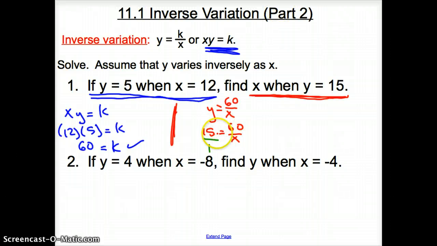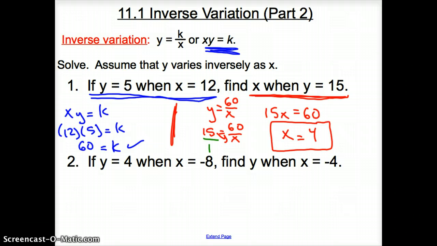Now we just cross multiply. 15 times x is 15x. 1 times 60, that equals 60. How do we solve for x? We just divide by 15. So x equals 4 for our answer. We need this, x equals 4. So again, with 2, if y equals 4 when x equals negative 8, this is going to be the first part of your problem. Then we're asked to find y whenever. But this is our first part of our problem right now.